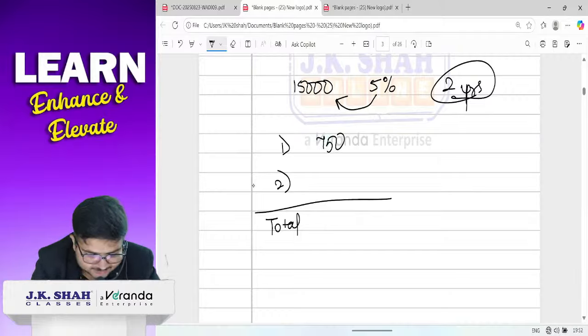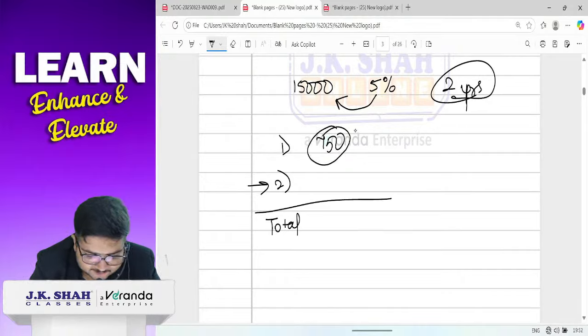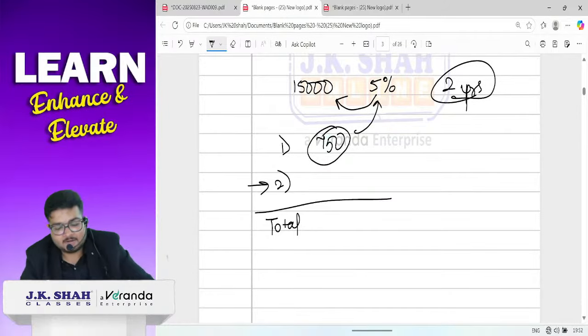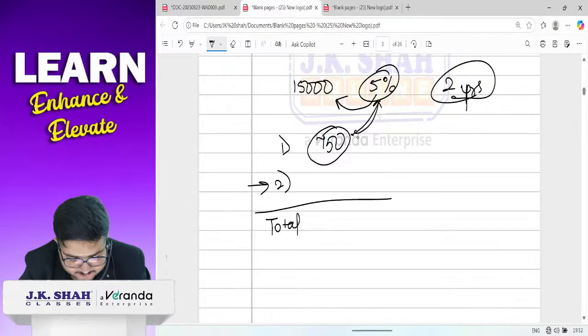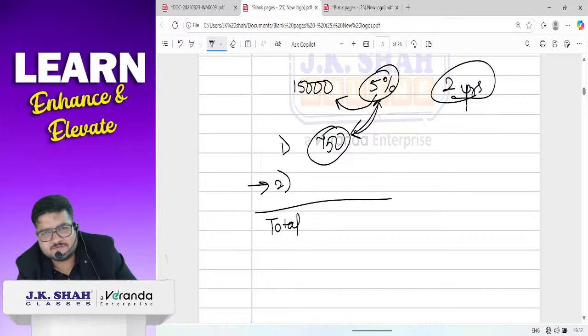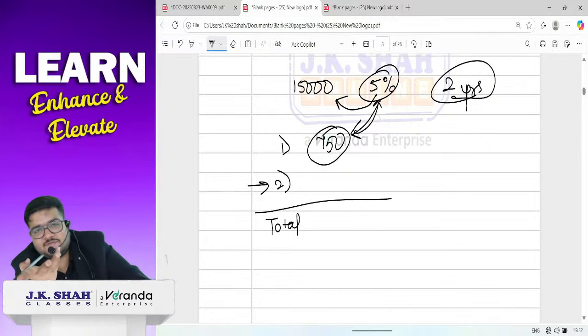Now, how can we calculate the second year's compound interest? Very easy. Find 5% of 750 and add that to 750. What is 5% of 750?